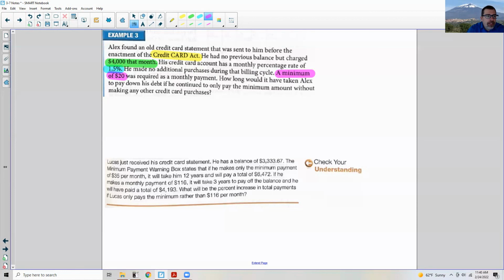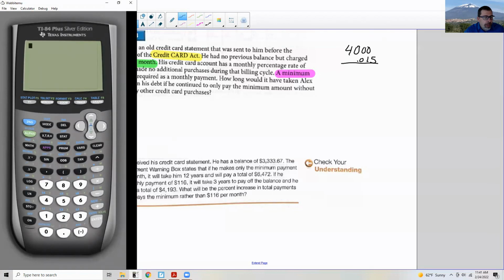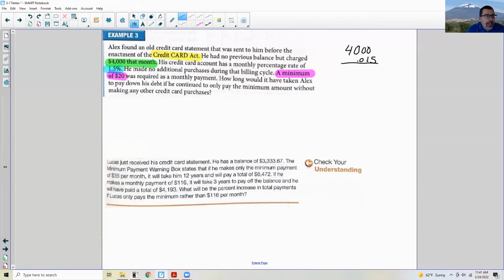How long would it have taken Alex to pay down his debt if he continued to only pay the minimum amount without making any other credit card purchases? So in other words, if he had a $4,000 balance paying 1.5%, we're going to multiply that 0.015, because since there was only that $4,000, the average daily balance was $4,000. So you take $4,000 times 0.015, the 1.5% interest, and that'd be $60. Is that right? Oh no, I'm sorry, I forgot something. He made a payment of $20.